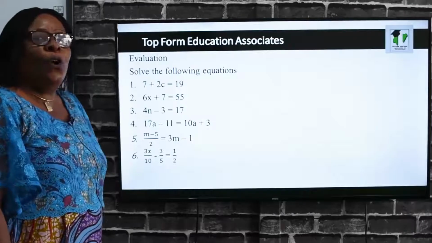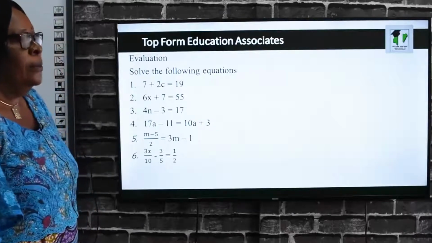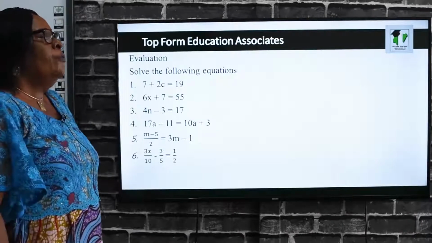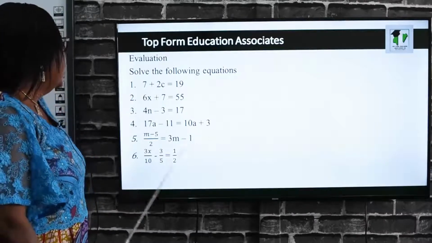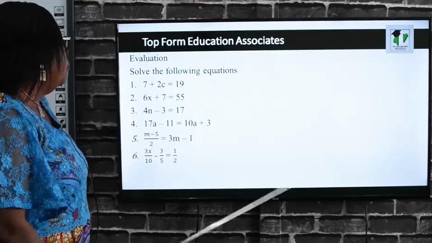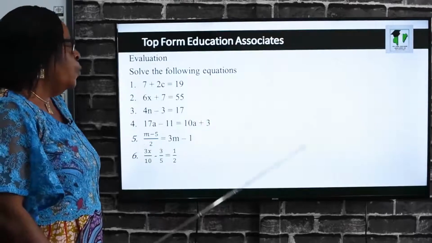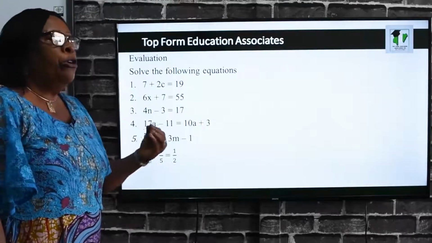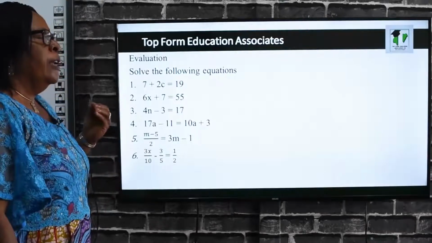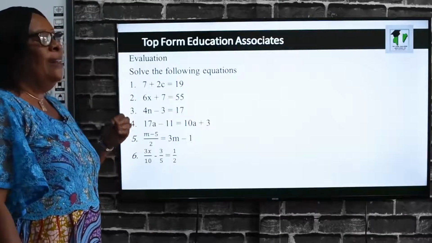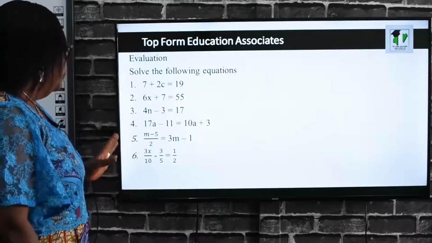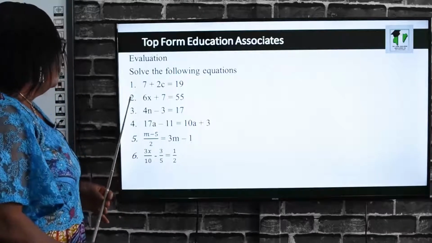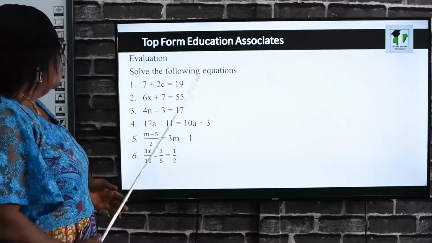Okay, students, we've come to evaluation. All we have done in this topic is to solve the equations, finding the unknown, that is the value of the letter which makes the equation true. So we have, under evaluation, solve the following equations.